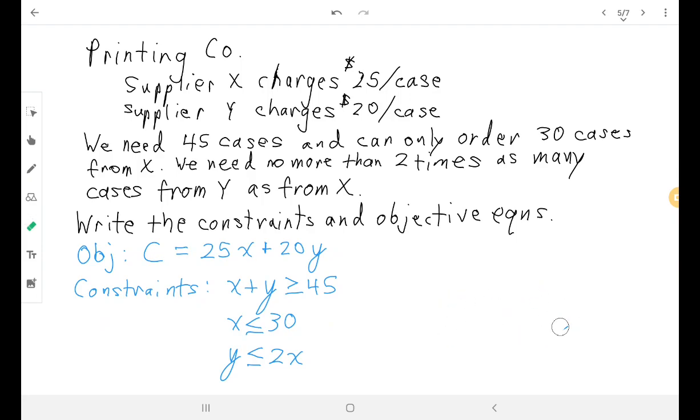So there's that one. And then let's throw in here also that we can't order less than 0 of them. That is, we can't order negative amounts. So the x and y both have to be greater than or equal to 0. Okay? So those are our constraints. I'll give you a moment to look at that.